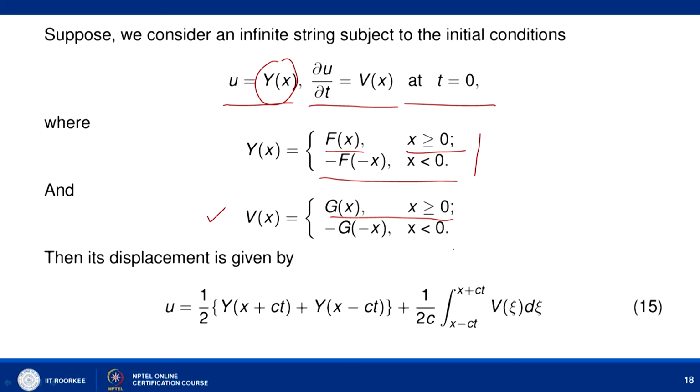Now that we have defined y of x and v of x for the entire infinite region, I can apply D'Alembert's solution for this infinite string, and the solution is given as u equal to 1 by 2 times y(x+ct) plus y(x−ct), plus 1 upon 2c times the integral from x−ct to x+ct of v(ξ) dξ. Our claim is that with y and v defined as above, this will act as a solution of the semi-infinite problem also.